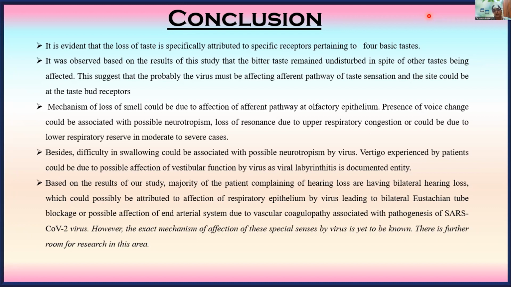Based on the results of our study, the majority of the patients complaining of hearing loss are having bilateral hearing loss, which could possibly be attributed to affection of the respiratory epithelium by the virus leading to bilateral eustachian tube blockage, or possibly affection of the end arterial system due to vascular coagulopathy associated with the pathogenesis of the SARS-CoV-2 virus. However, the exact mechanism of affection of these special senses by the virus is yet to be known. There is further room for research in this area.